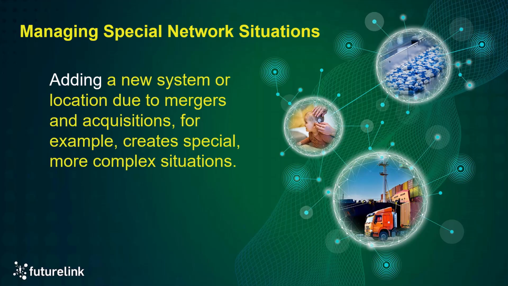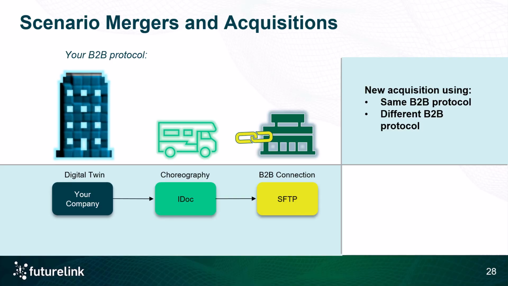Adding a new system or location due to mergers and acquisitions, for example, creates special, more complex situations. Up until now, we've mostly looked at basic scenarios, but now we will look into some more complex network situations. For example, when your company, already using a B2B connection with Mint, acquires another company, the integration process depends on whether the new company uses the same protocol, such as SAP, and document type like iDoc.